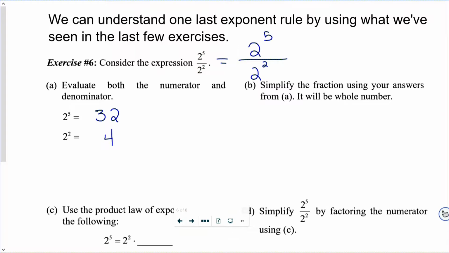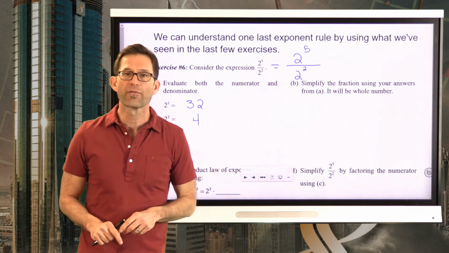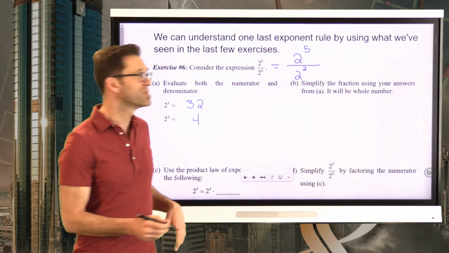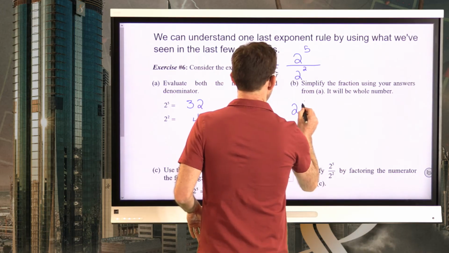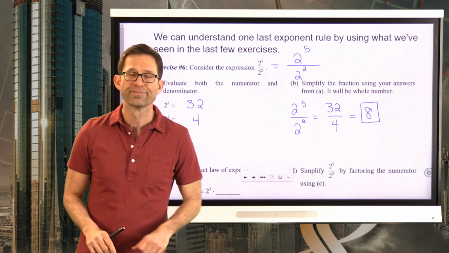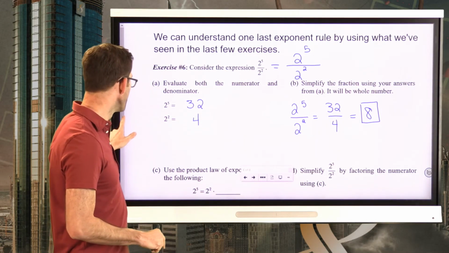Okay, that's simple enough. Letter B, simplify the fraction using your answers from A. It will be a whole number. Right, so this is easy because 2 to the 5th divided by 2 to the 2nd equals 32 divided by 4. And I'm not going to do what I did before because that's just 32 divided by 4 is equal to 8. Awesome, right? But now let's get into the exponents.